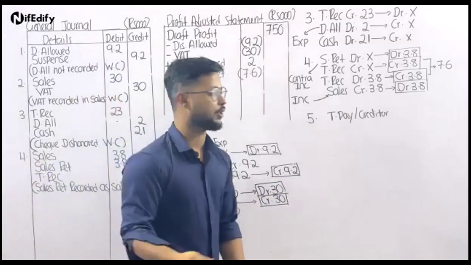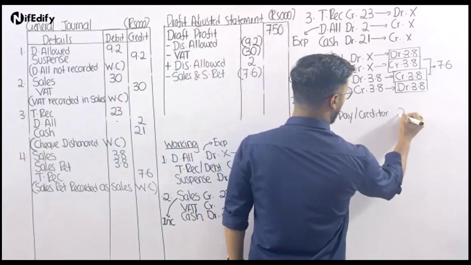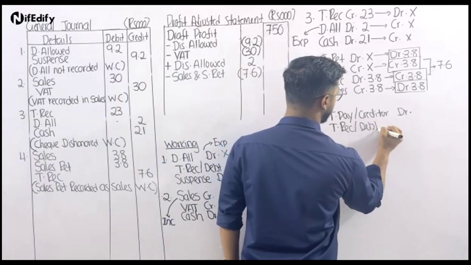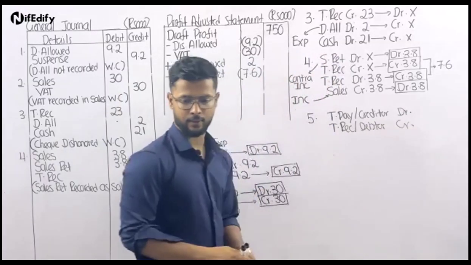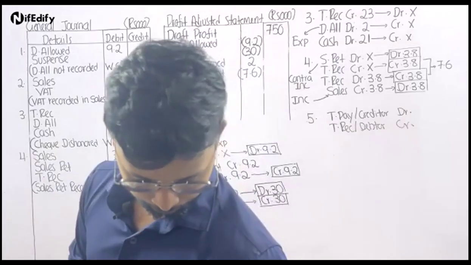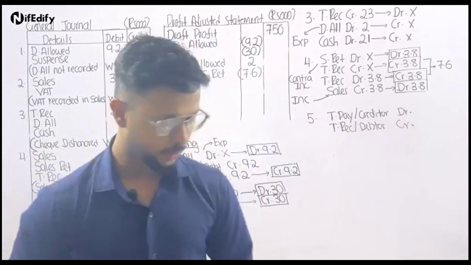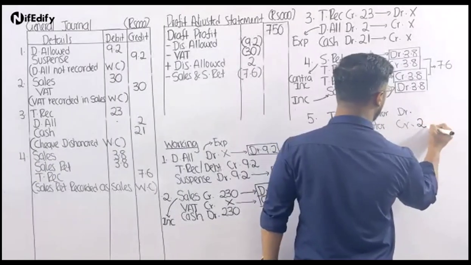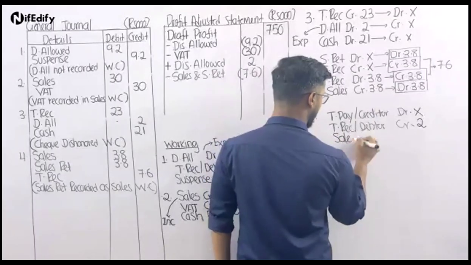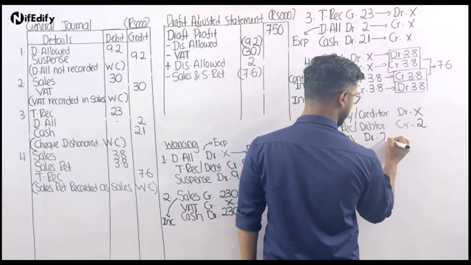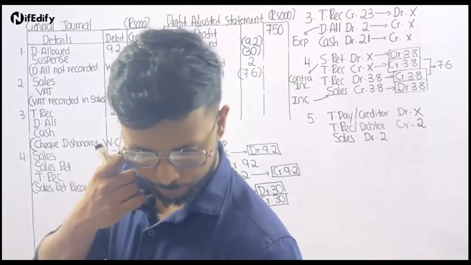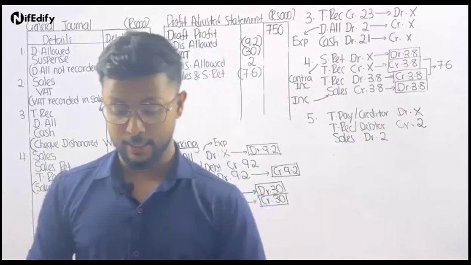You can use whichever name is convenient to you. So trade payable or creditor debit, trade receivable or debtor credit. This is the correct double entry. In the trade receivable account, the entry is made correctly. The problem was with the trade payable. In the trade receivable account, 2000 is correctly credited. But instead of debiting the trade payable account, you debited the sales account. Now, does this lead to a suspense? No, it doesn't lead to a suspense.